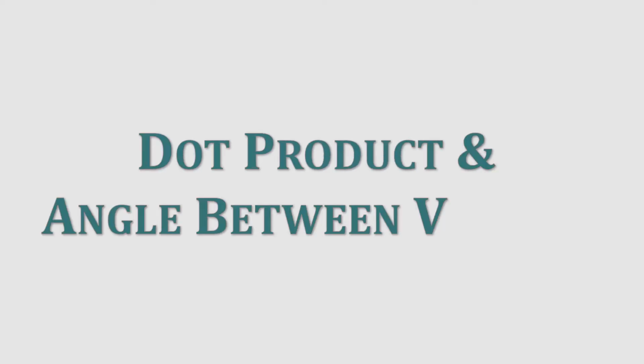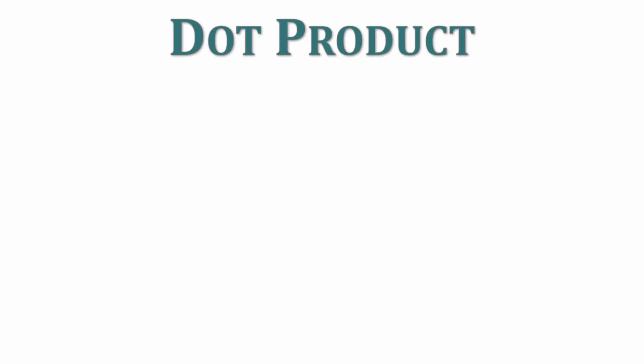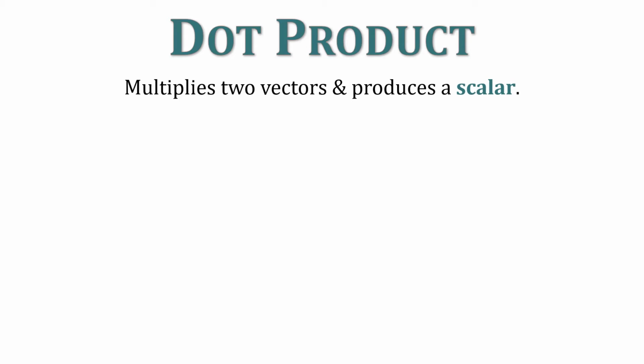Hello, in this video we're going to learn how to find the dot product of two vectors and the angle between two vectors. So first, let's discuss the dot product. Dot product is the only way that you can multiply two vectors.